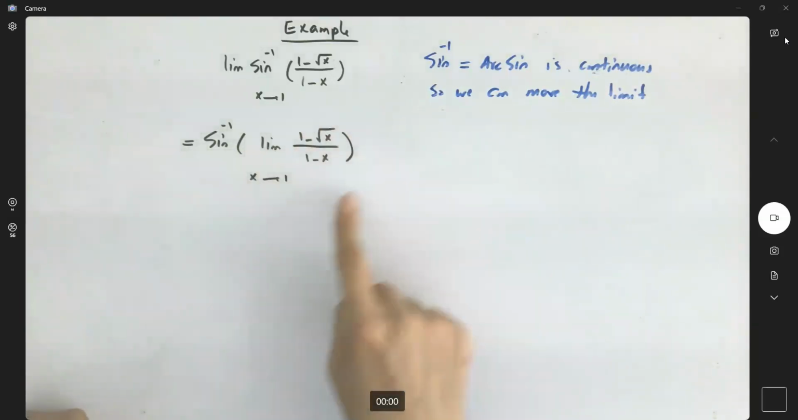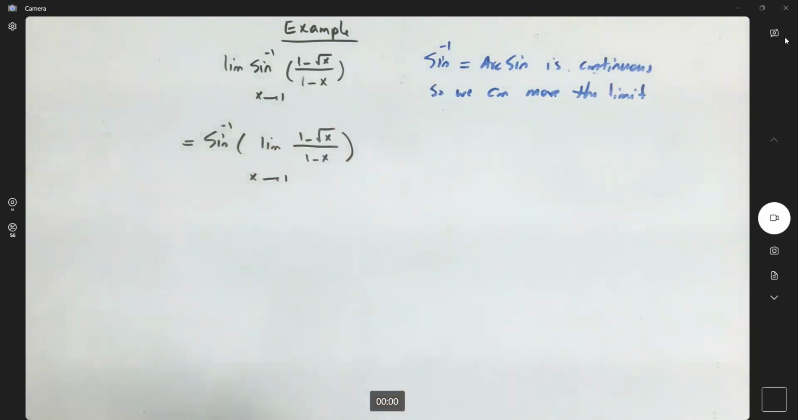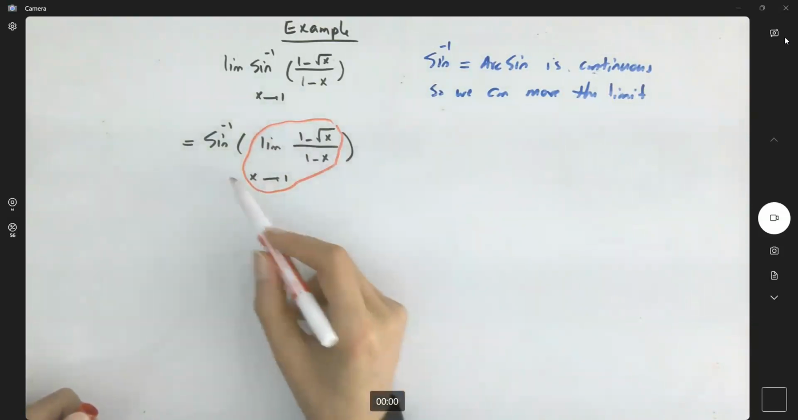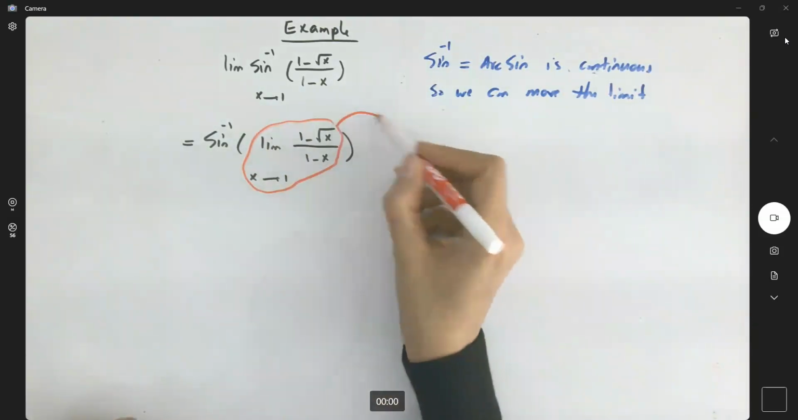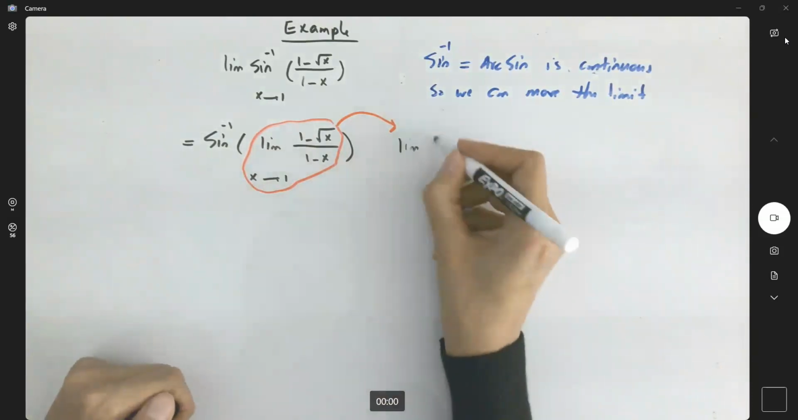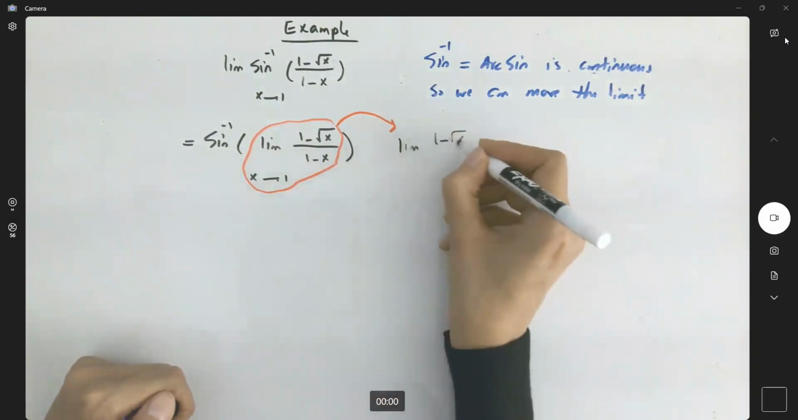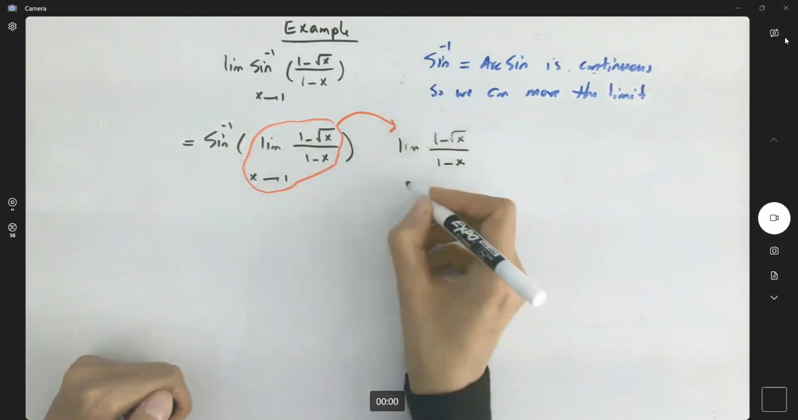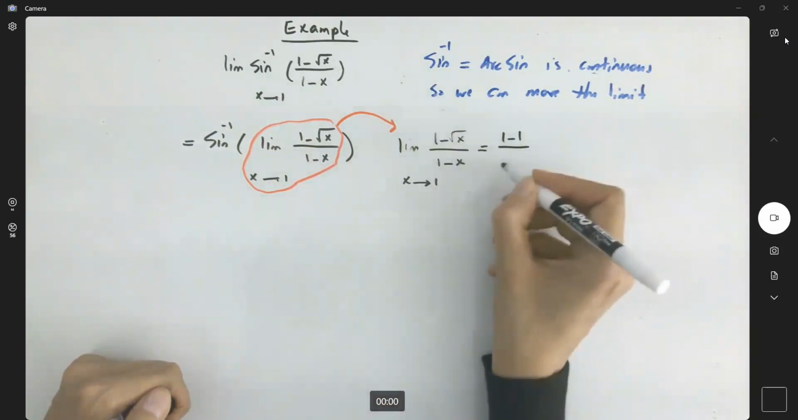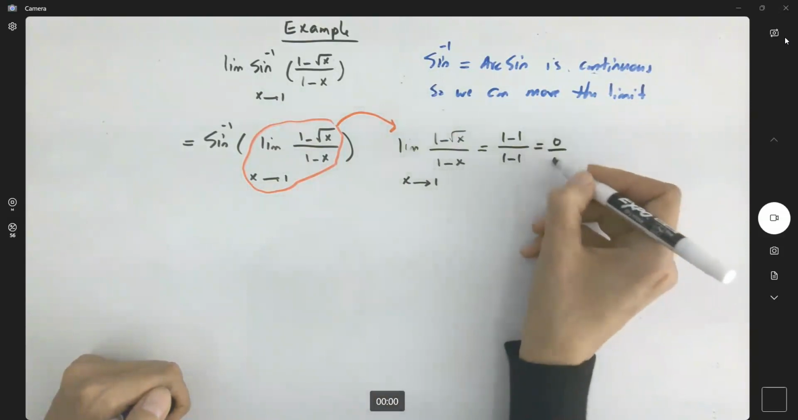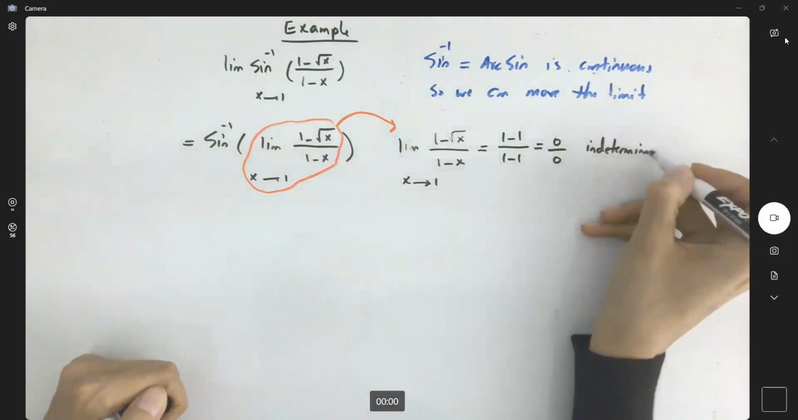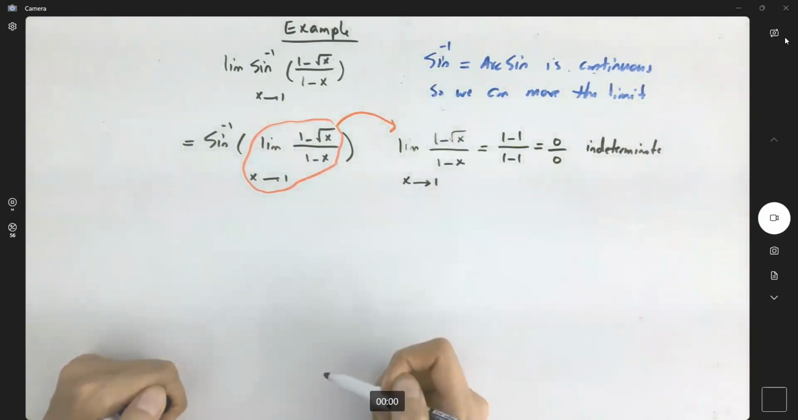You first need to compute this limit, then substitute the value into the parentheses here. To find the limit of 1 minus square root of x divided by 1 minus x as x approaches 1, when we substitute 1, we get 1 minus 1 divided by 1 minus 1, or 0 divided by 0, which is indeterminate. It means that we have to simplify this expression.